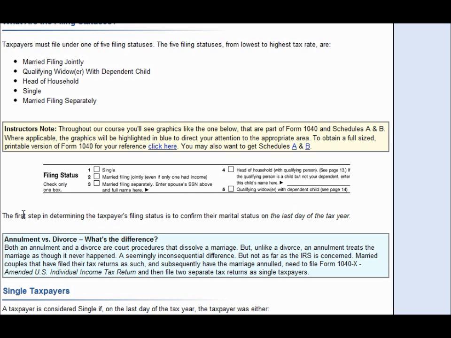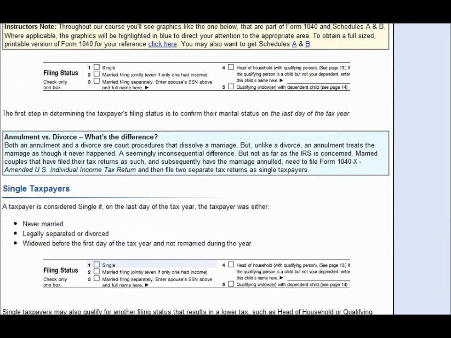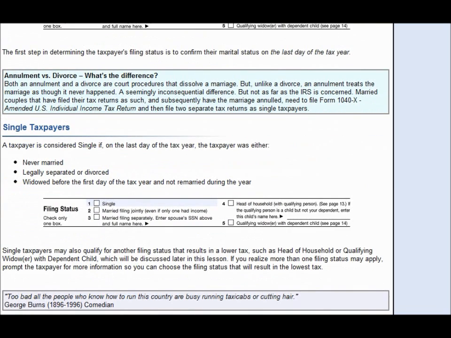Now, the first step in determining the filing status is to confirm their marital status on the last day of the tax year. That is December 31st. Let's start with single taxpayers.